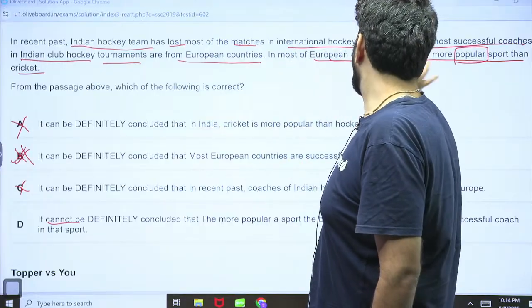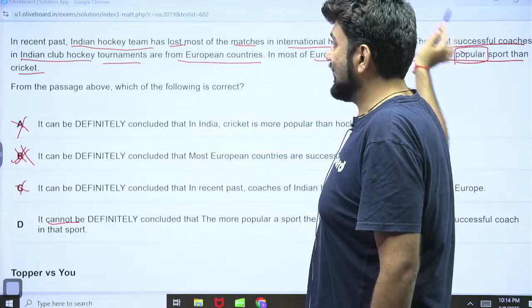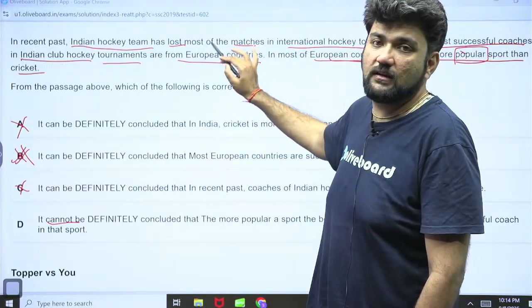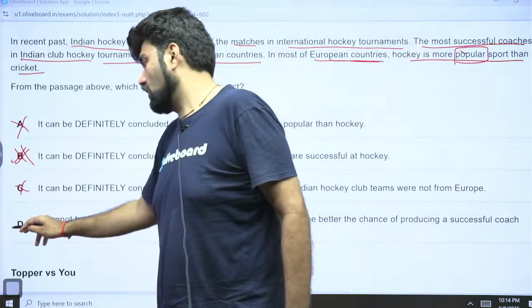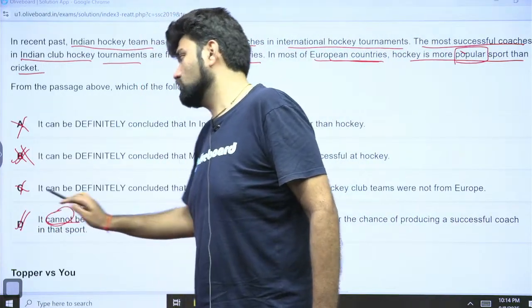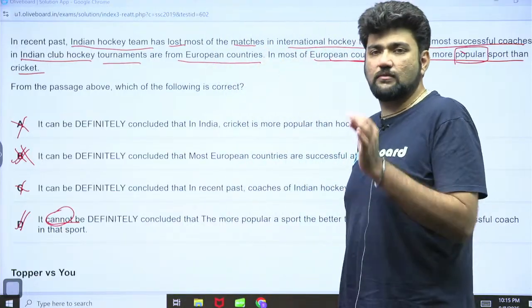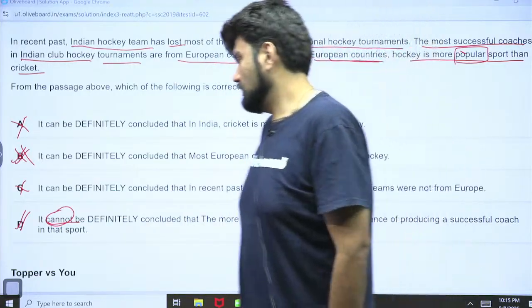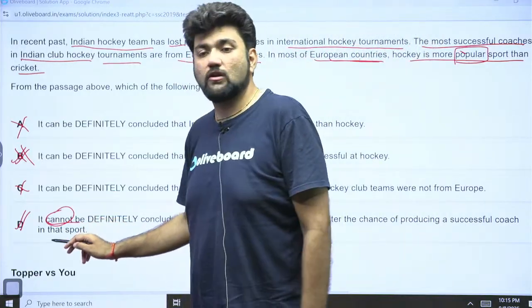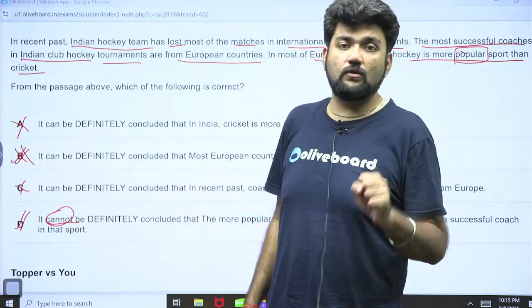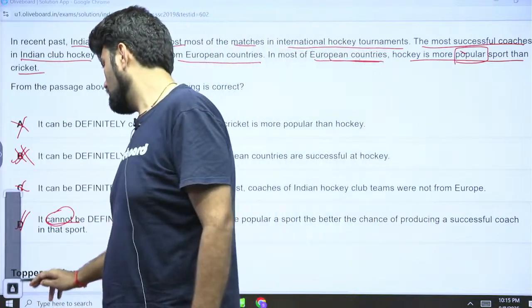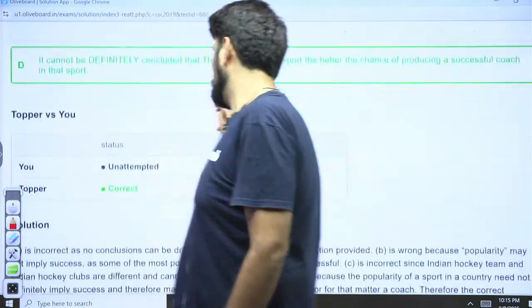See, European countries, it is more popular, but that does not make the European countries' coaches successful, right? So can I definitely conclude that? Of course not. And if I cannot definitely conclude it, my option D is going to be the best possible answer out of these four options. Okay, so this is connotative. Why is this connotative? Because they have changed the language in a way that it's going to be difficult for you to grasp it.